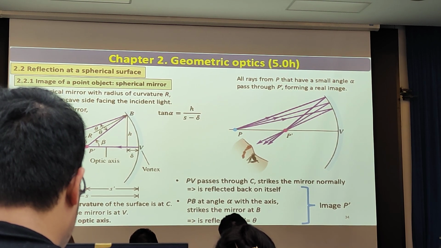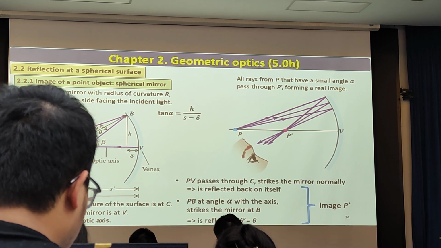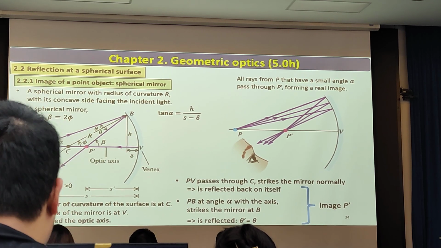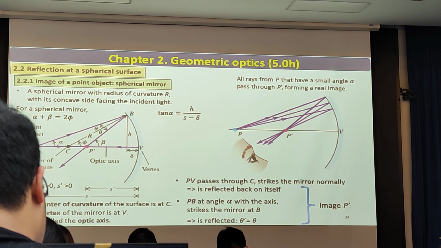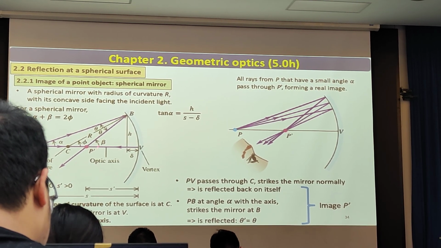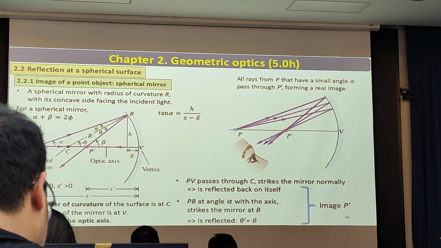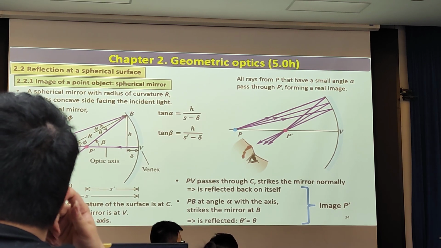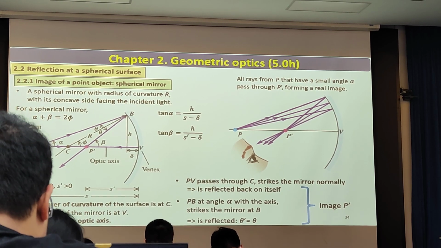So that is tangent of alpha. So what is tangent of beta? Look at this figure, because we are in geometry optics class, so we will use geometry a lot in order to find the solution. So tangent of beta equals h over s prime minus delta, because you have P prime V minus delta, right?